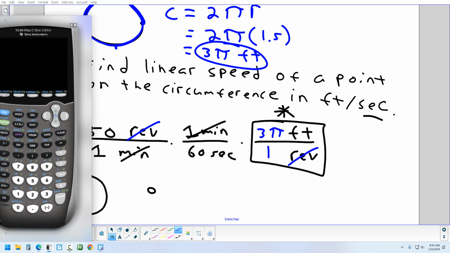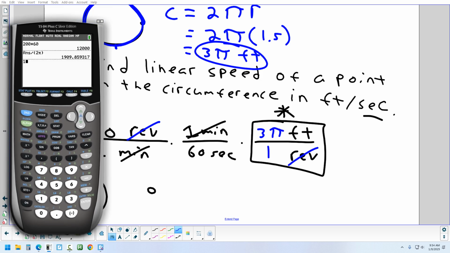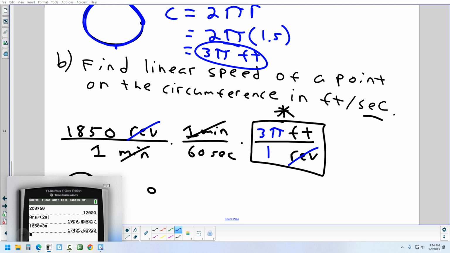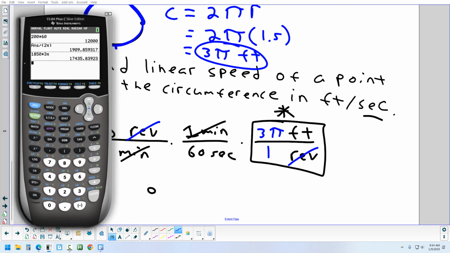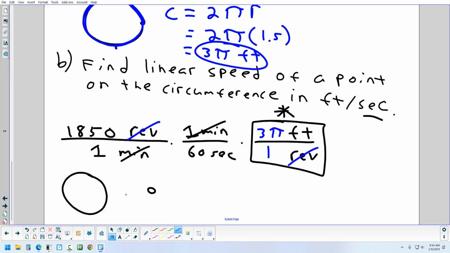And let's multiply it out and see what we get. All right, so we've got 1850 times 3 pi. So that's my numerator. And now I need to divide that by 1 times 60 times 1. So it's just dividing by 60. So that's 290.6 if we round up. 290.6. And what's my label on that? Feet per second? Feet per second.